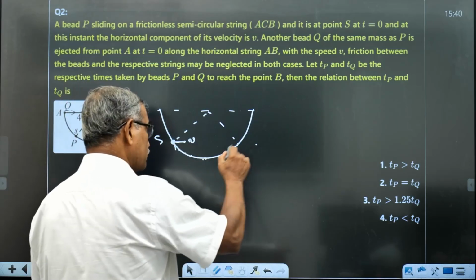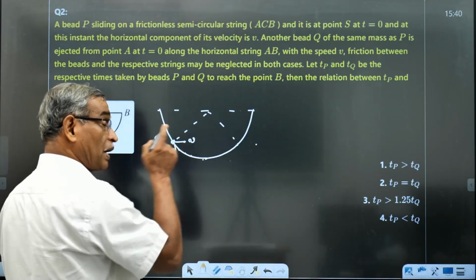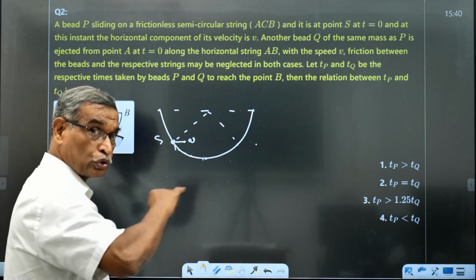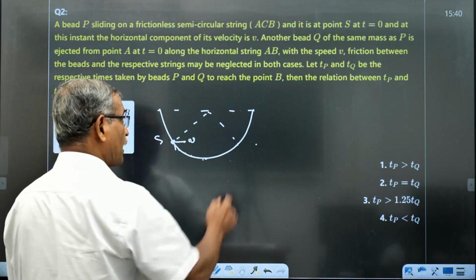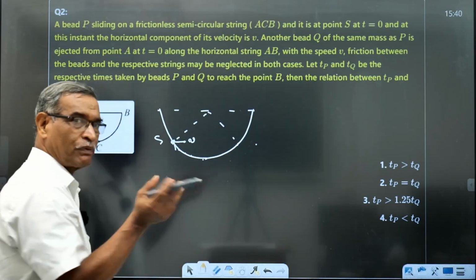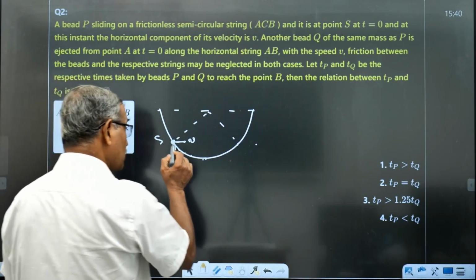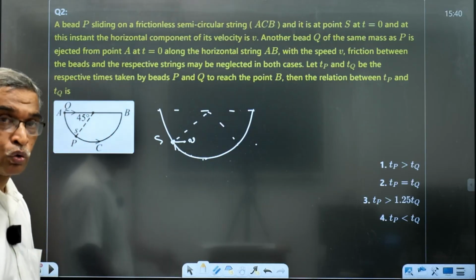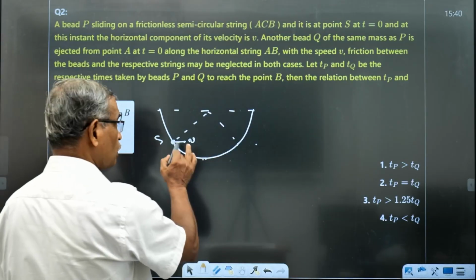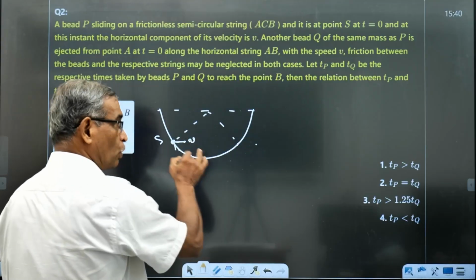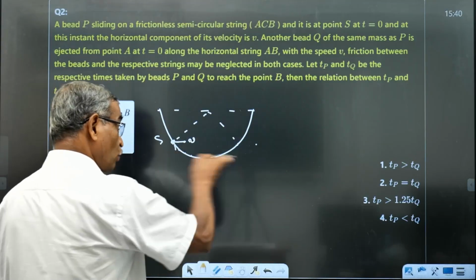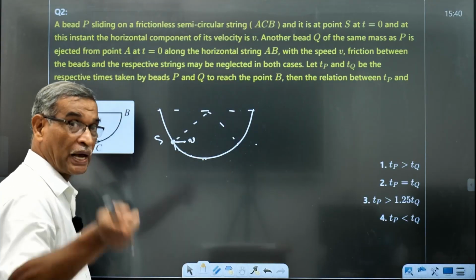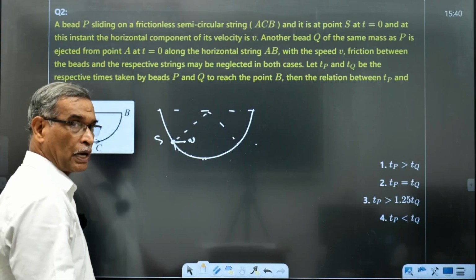So here the average horizontal velocity is much more than v, whereas hereafter this may be less than v. But overall, if you take the average horizontal velocity, it is more than v through this journey. Throughout this journey, the average horizontal velocity is more than v. Argument is clear.